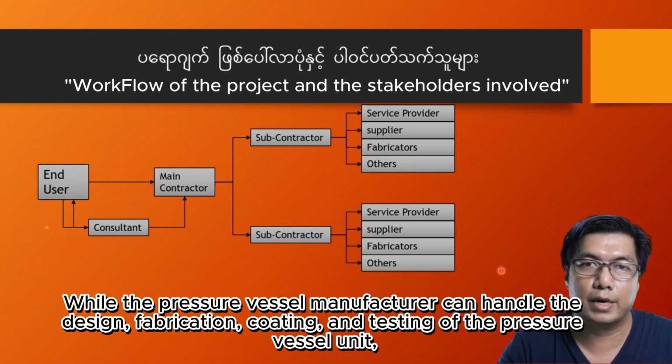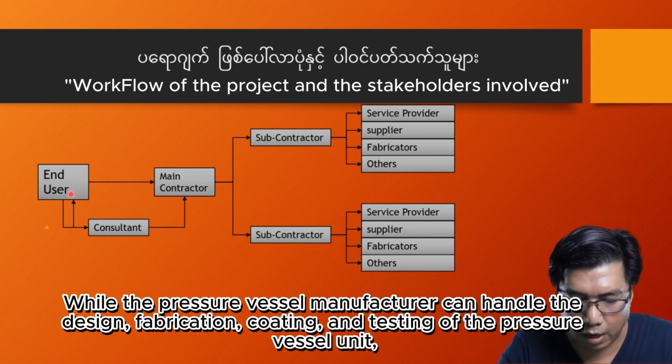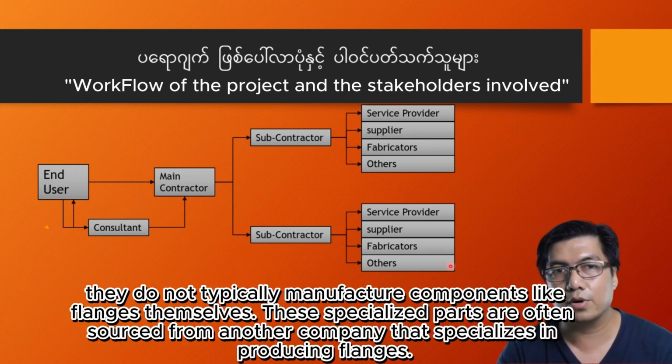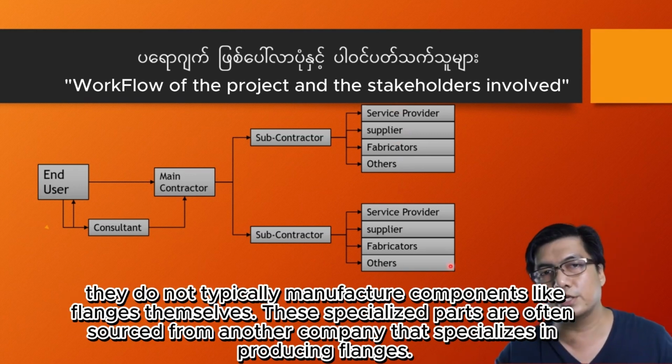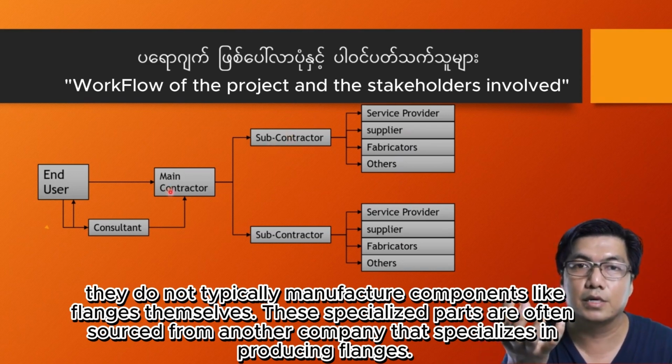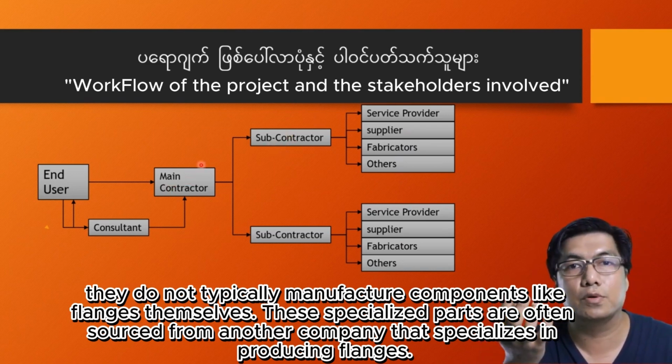All these steps are necessary to create a fully functional and safe pressure vessel according to the specifications provided. While the pressure vessel manufacturer can handle the design, fabrication, coating, and testing of the pressure vessel unit, they do not typically manufacture components like flanges themselves. These specialized parts are often sourced from another company that specializes in producing flanges.